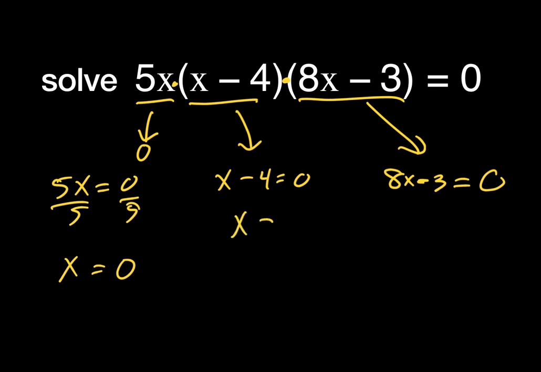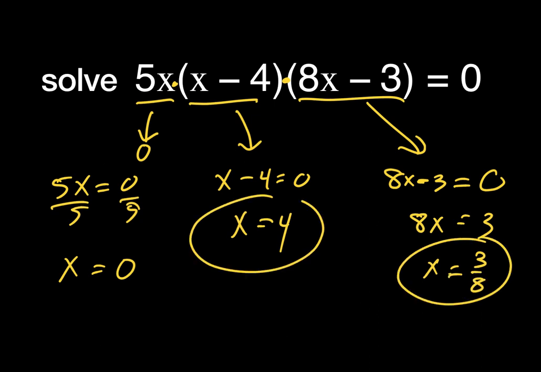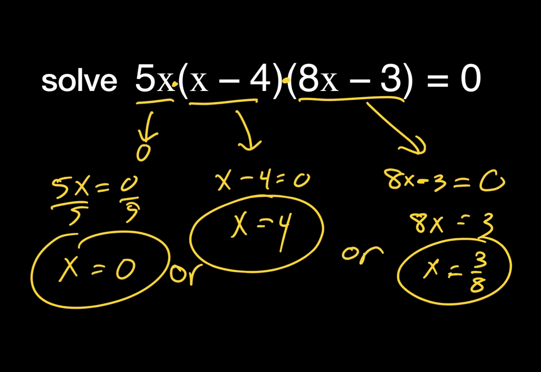Here I'm going to add 4, x equals 4. Here I'm going to add 3, then divide by 8. x equals 0, or x equals 4, or x equals 3/8. It can be any one of those numbers, because if I put any one of those numbers back into the original equation, it doesn't matter what it is in the other ones. Like if I put this 3/8 here, it doesn't matter. 3/8 minus 4, yes, it's a value. 5 times 3/8, yep, that's a value. But this is 0. Number times 0 is 0.